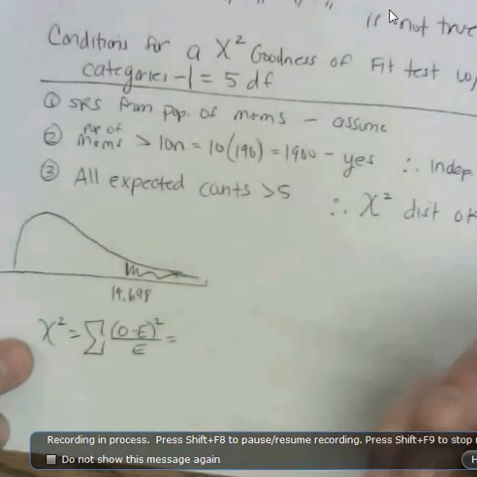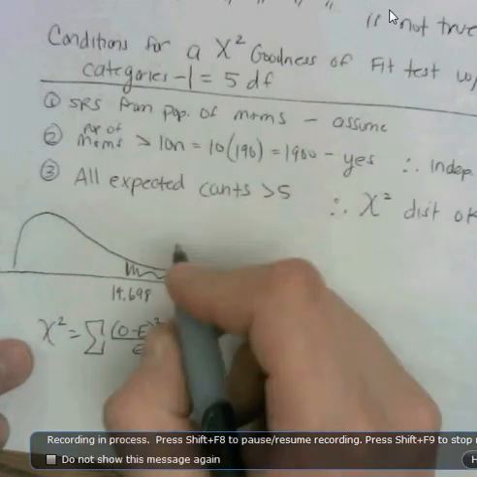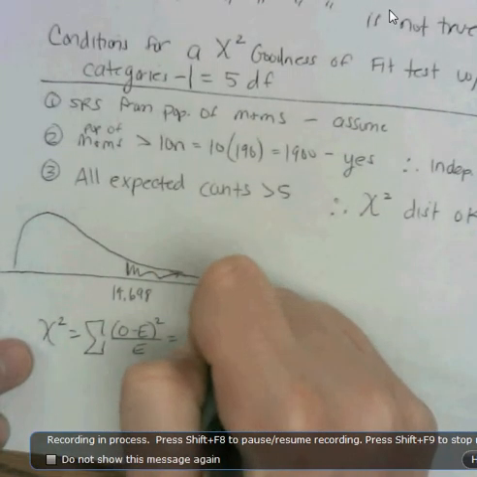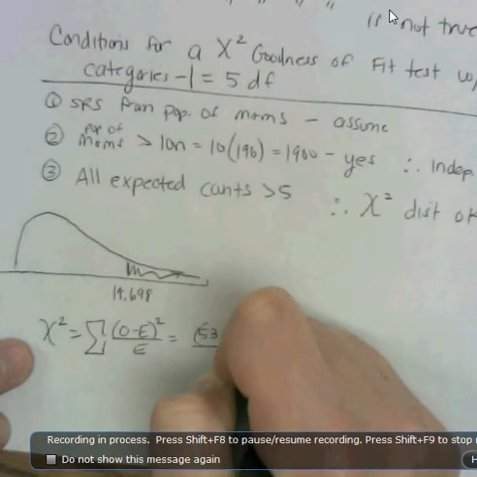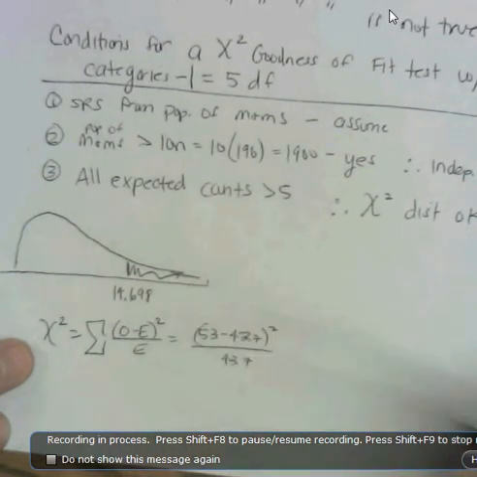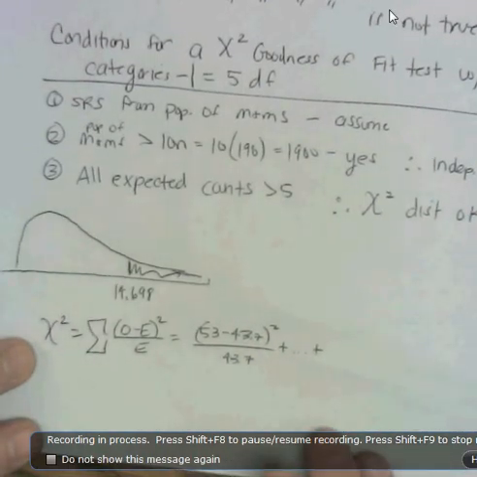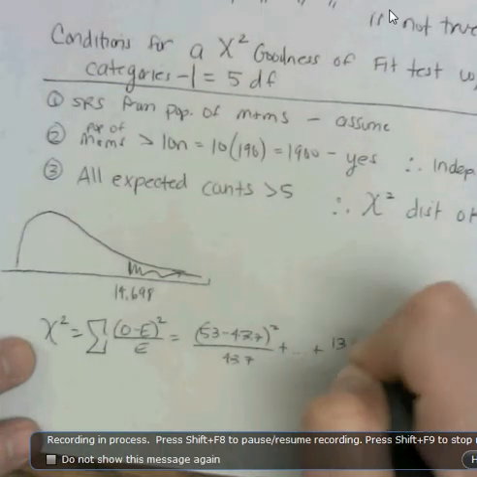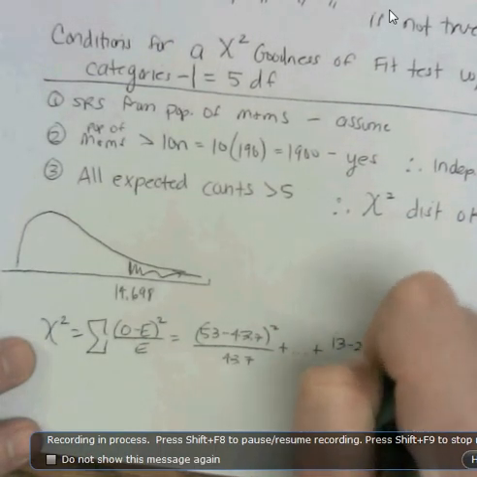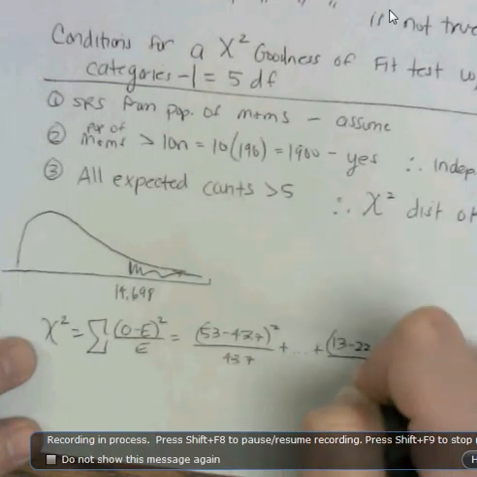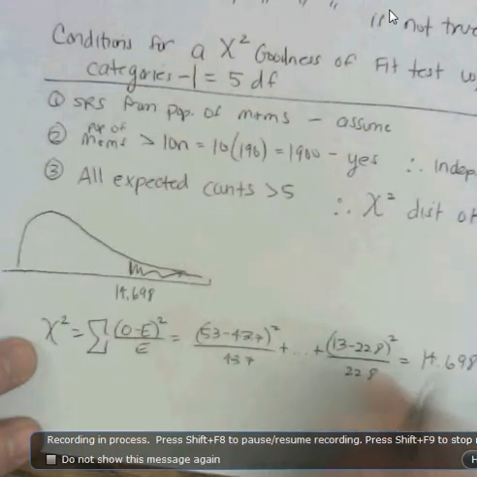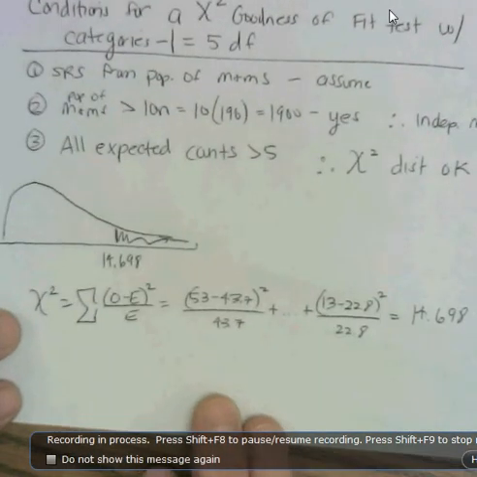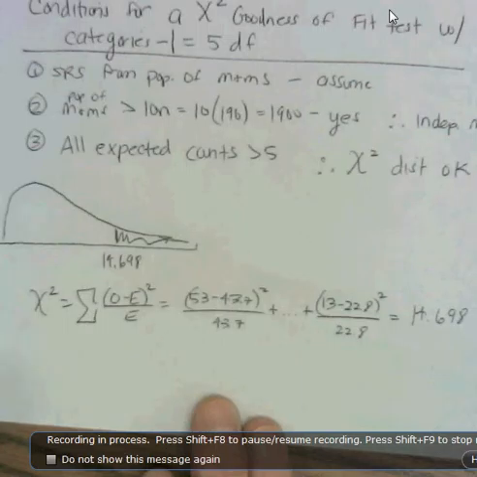So we would take, for instance, the blue M&Ms. We would do observed 53 minus 43.7, square that, divide by the expected 43.7. Add that to, and then maybe show me the last one. So I'll do the browns, which are 13 observed minus 22.8 squared divided by 22.8. And that is equal to the 14.698. So show me the formula, show me a couple substitutions, and then show me your chi-square value.